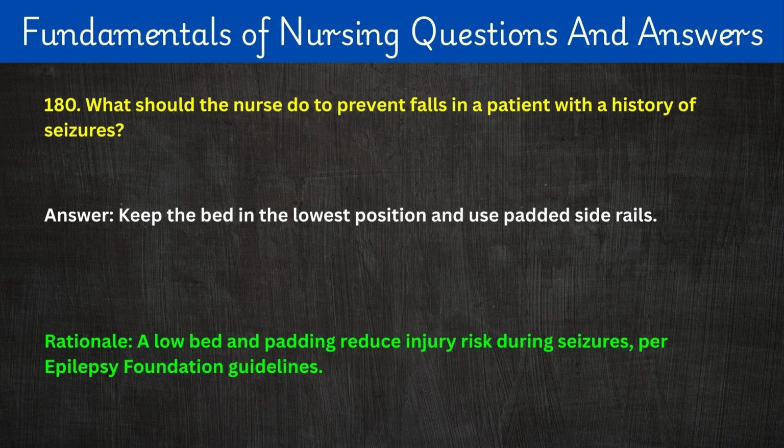180. What should the nurse do to prevent falls in a patient with a history of seizures? Answer: Keep the bed in the lowest position and use padded side rails. Rationale: A low bed and padding reduce injury risk during seizures, per Epilepsy Foundation guidelines.